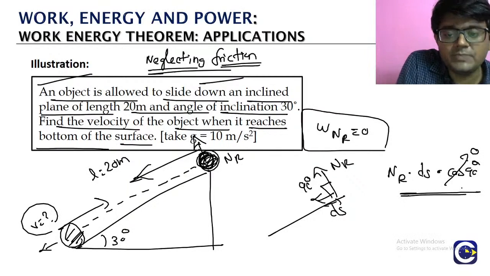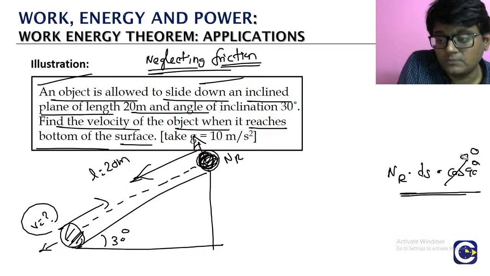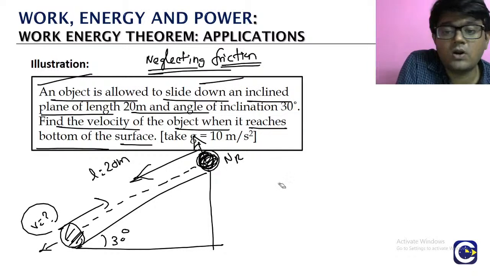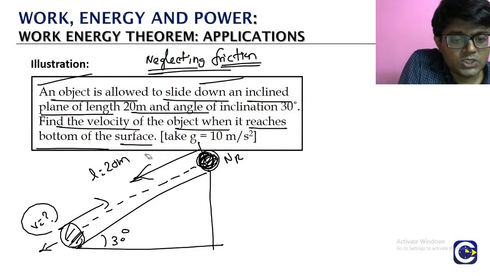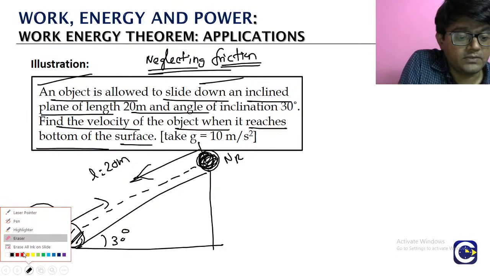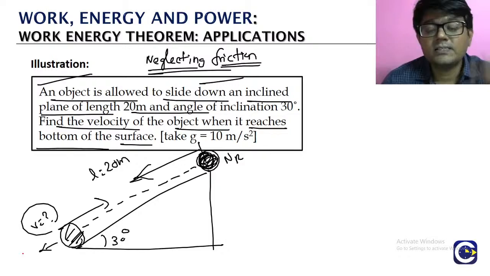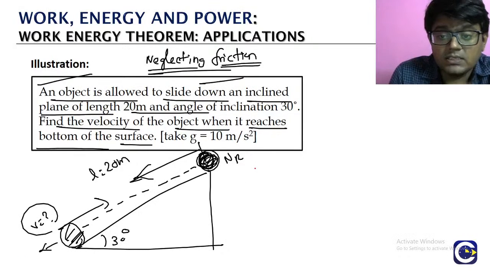So whenever any object is moving along the contact plane, remember, the work done by the normal reaction is 0. Normal reaction will not do any work. So now look, here we can again use the conservation of mechanical energy principle. Can we use it? Yes, because the normal reaction work is 0.